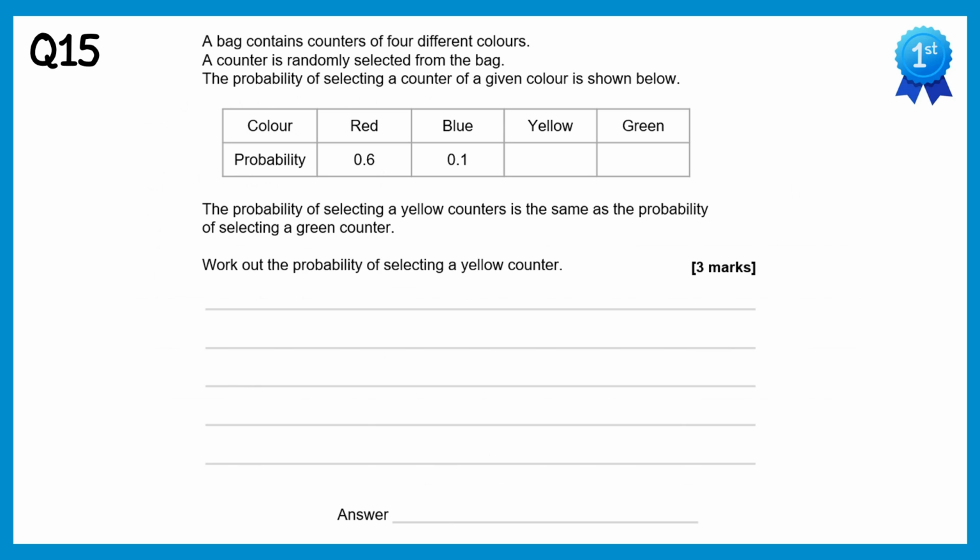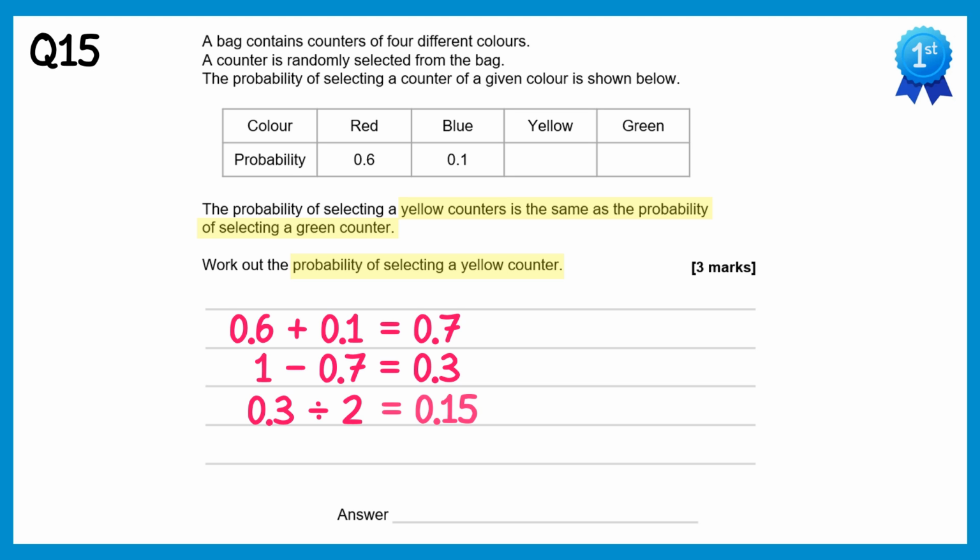For this question, we need to work out the probability of selecting a yellow counter. If you look in the table, we've got the probability for red and blue already, so if we do 0.6 plus 0.1, we get 0.7. All of the probabilities in this table must add to make 1, so if we do 1 take away the 0.7, we find out there's 0.3 left. Now we're told in the question the probability of selecting yellow is the same as the probability of selecting a green. So we've got 0.3 left, and it needs to be the same for yellow and green, so we half 0.3. 0.3 divided by 2 is 0.15, and that's your answer to the question.